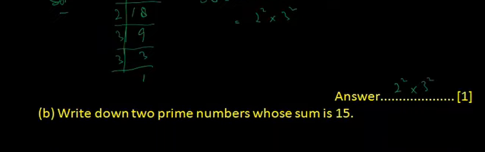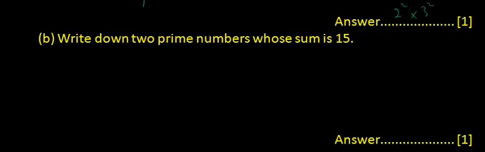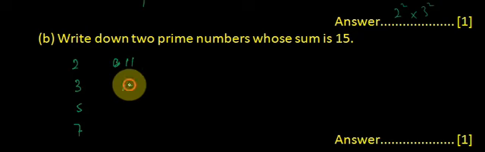Now in part B, write down two prime numbers whose sum is 15. So prime numbers are 2, 3, 5, 7, and then we can write 2, 3, 5, 7, 11, 13.